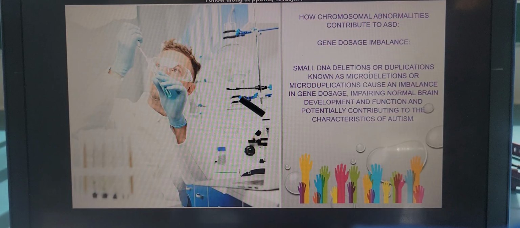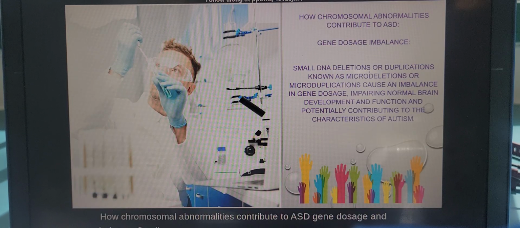How chromosomal abnormalities contribute to ASD. Gene dosage imbalance. Small DNA deletions or duplications known as microdeletions or microduplications cause an imbalance in gene dosage, impairing normal brain development and function and potentially contributing to the characteristics of autism.